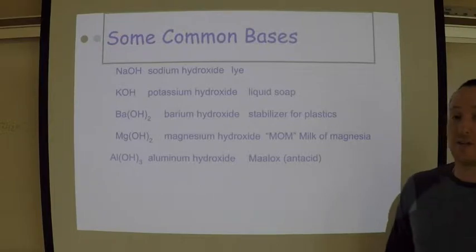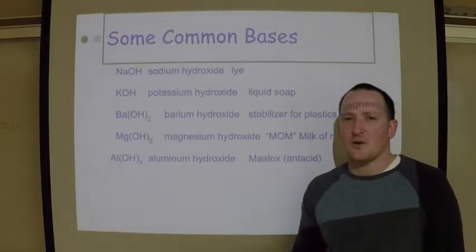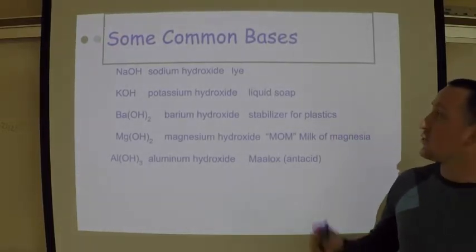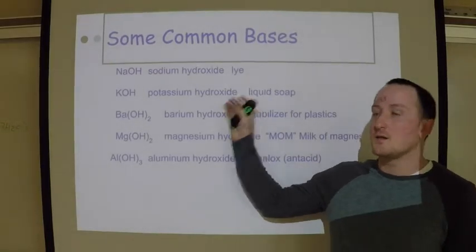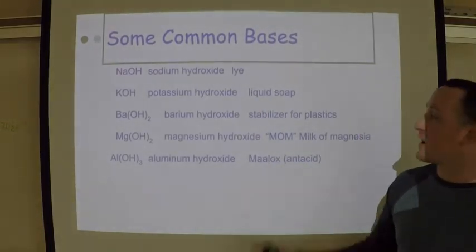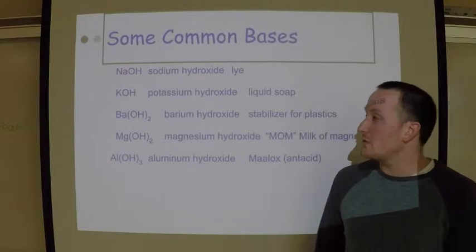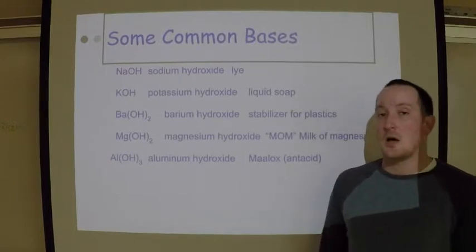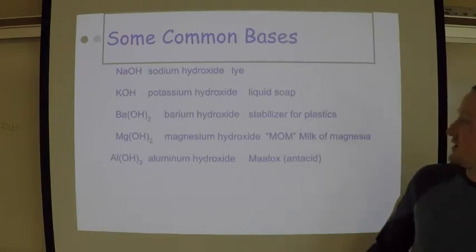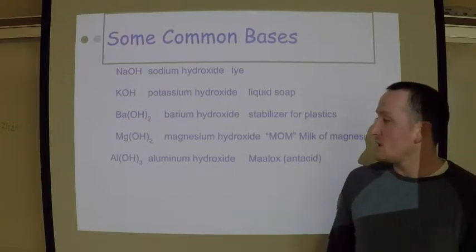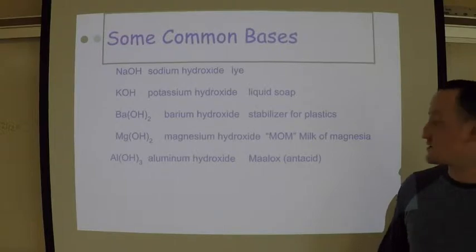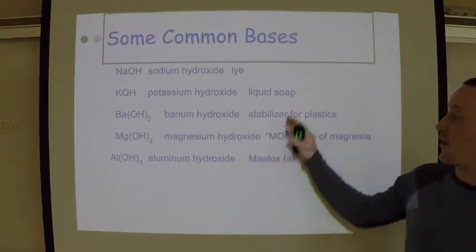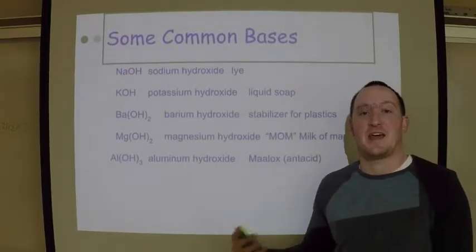Here are some common bases. You guys have probably heard of a few of these. Sodium hydroxide is known as lye. Potassium hydroxide is used in liquid soaps. Barium hydroxide is a stabilizer for plastics. Magnesium hydroxide is used in milk of magnesia. And then aluminum hydroxide, which is used in antacid. A lot of bases are used as antacids.